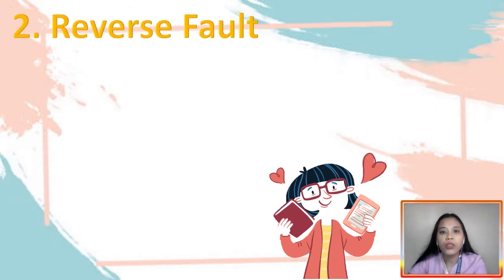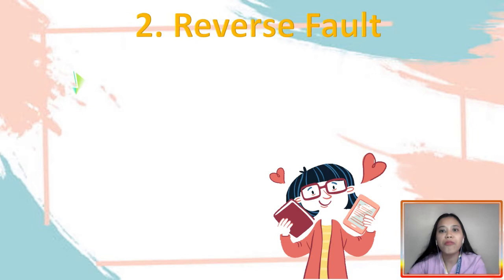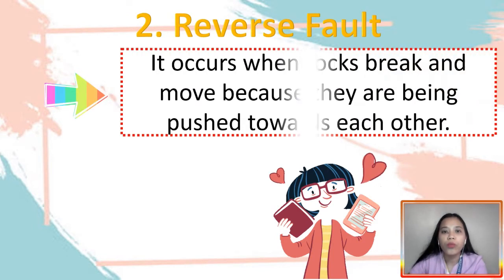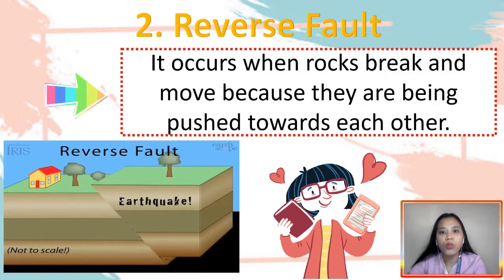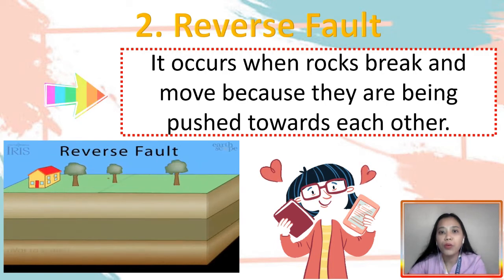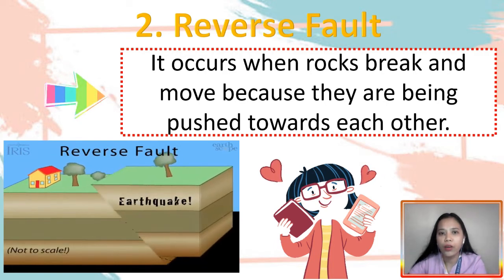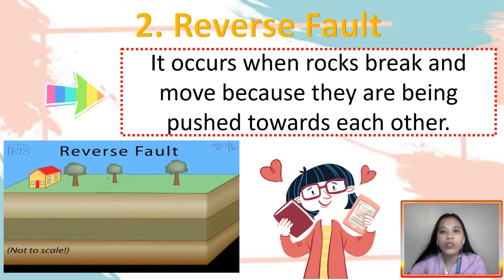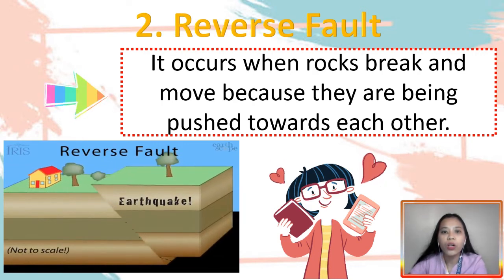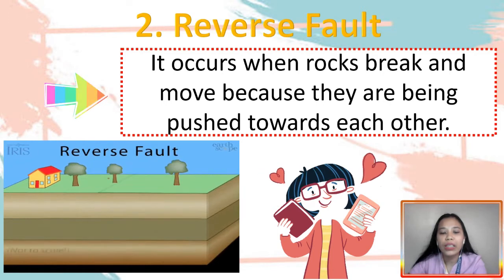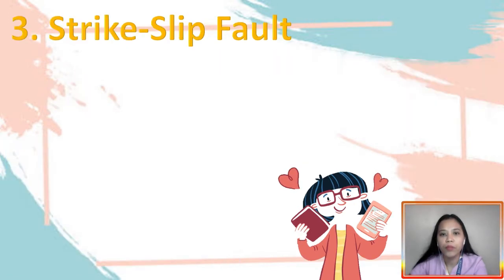While the reverse fault, on the other hand, is a dip-slip fault, which occurs when rocks break and move because they are being pushed towards each other. In reverse faulting, the compressive force causes the hanging wall to move upward relative to the footwall.